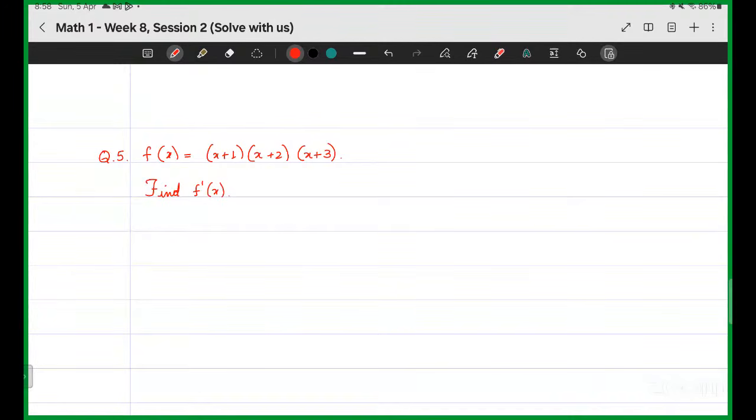Is it 3x squared plus 12x plus 11? Could you repeat, please? Is it 3x squared plus 12x plus 11? 12x plus 11. Let's check. Let's wait for one more minute. Let others solve, and I'll go through the solution in two ways, either using the product rule or expanding.